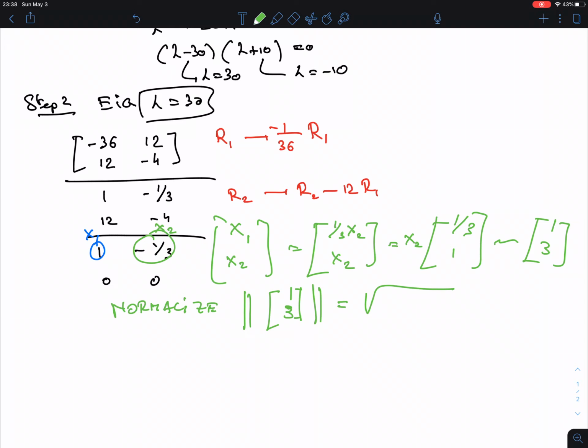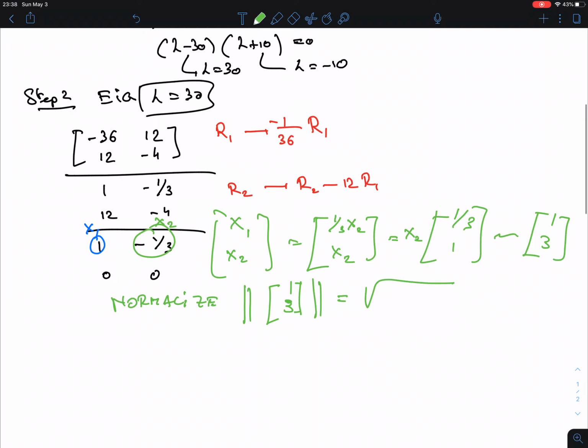There's only one normalization. Okay, so it's the square of 1 plus the square of 3, that is 9, so the square root of 10. And so our basis will be (1 over radical 10, 3 over radical 10). Okay?